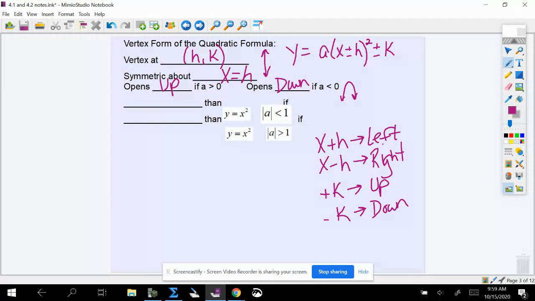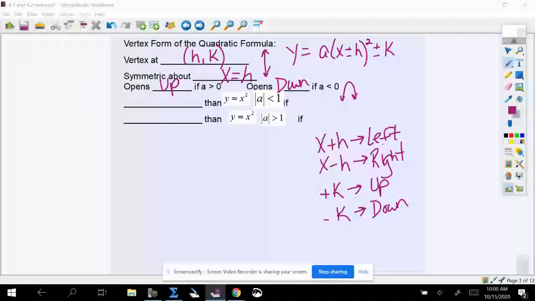Finally, for the wider than or narrower than, if you have an a value, we're going to ignore the negative, so we're going to look at the absolute value of that a value, because that negative is just going to flip it upside down. If the absolute value of a is less than 1, so like 0.5, 1/3, 2/3, that is going to be a wider graph. And if we have an a value that's bigger than 1, again taking the absolute value, so let's say you have a 4 in front of the parentheses or a 5 or a 1.5, that is going to be a narrower graph.